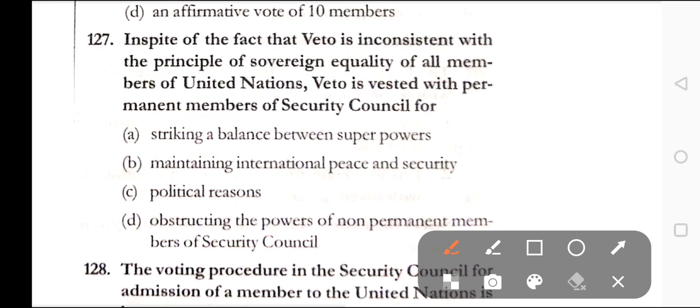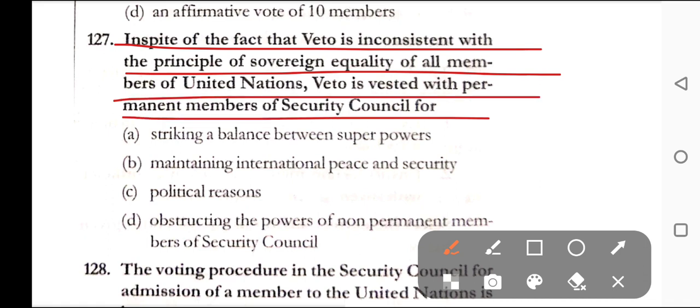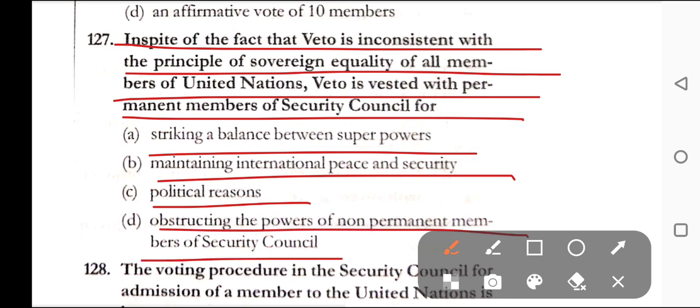Question number 127. In spite of the fact that veto is inconsistent with the principle of sovereign equality of all members of the United Nations, veto is vested with the permanent members of the Security Council for option A, striking a balance between superpowers, option B, maintaining international peace and security, option C, political reasons, and option D, obstructing the powers of non-permanent members of the Security Council. Here the correct answer is option B, that is maintaining international peace and security.